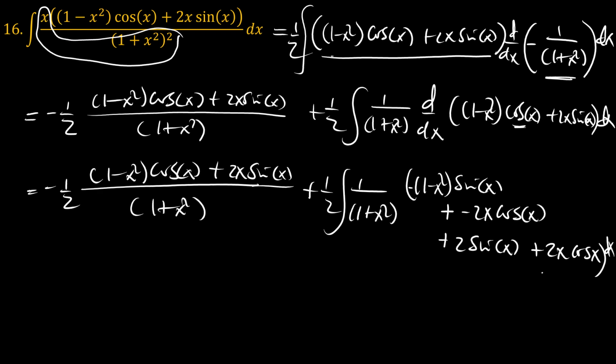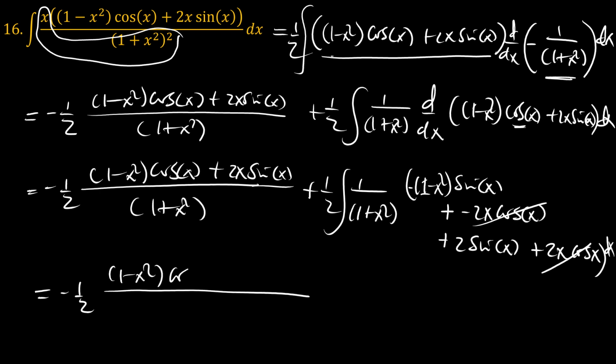And we see that that and that would cancel, and we are left with negative 1 sine of x. So this is the same as negative a half, 1 minus x squared cosine of x plus 2x sine of x over 1 plus x squared, plus a half.